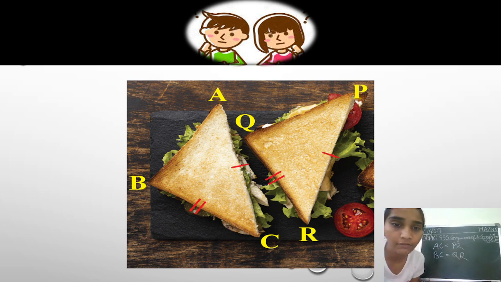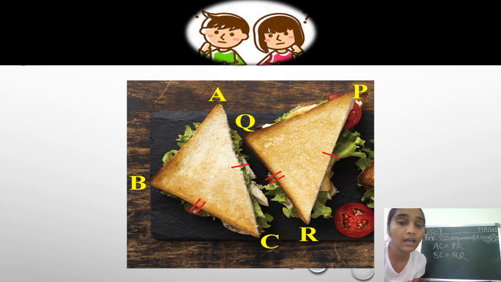So students, are we given here any information that AB is equal to PQ or not? No, we are not given any information. So students, we can't say that these two triangles are congruent if we do not have the information about the third side, right? So we can't say they are congruent by SSS congruence of triangle.